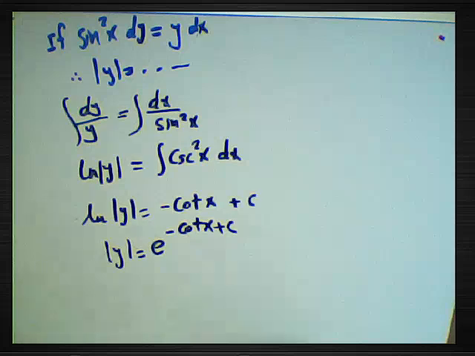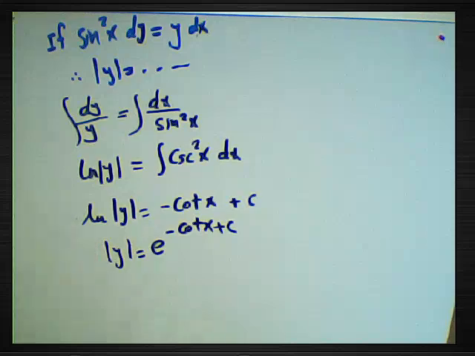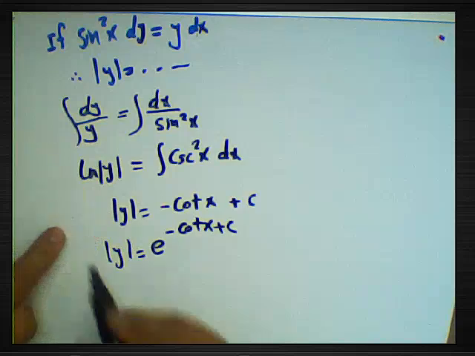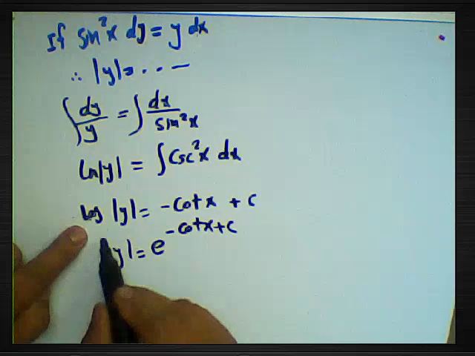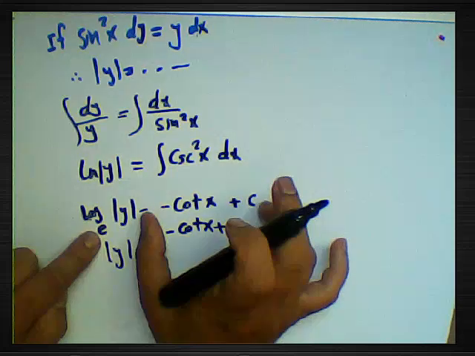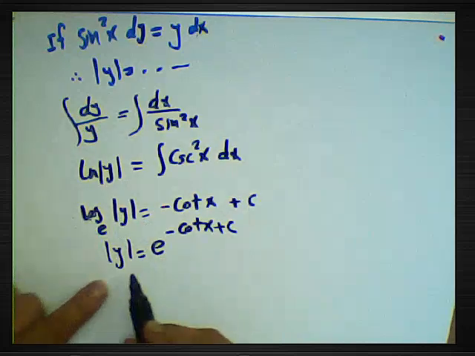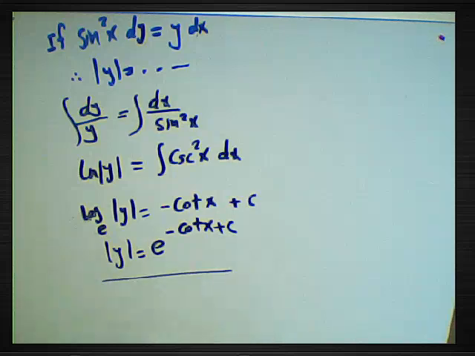Understood? Because ln means logarithm with base e, we can cancel the logarithm here to understand. What does ln mean? It means logarithm with base e here, then e power this result equals the magnitude of y. So the result will be: the magnitude of y equals e power negative cotan x plus constant.